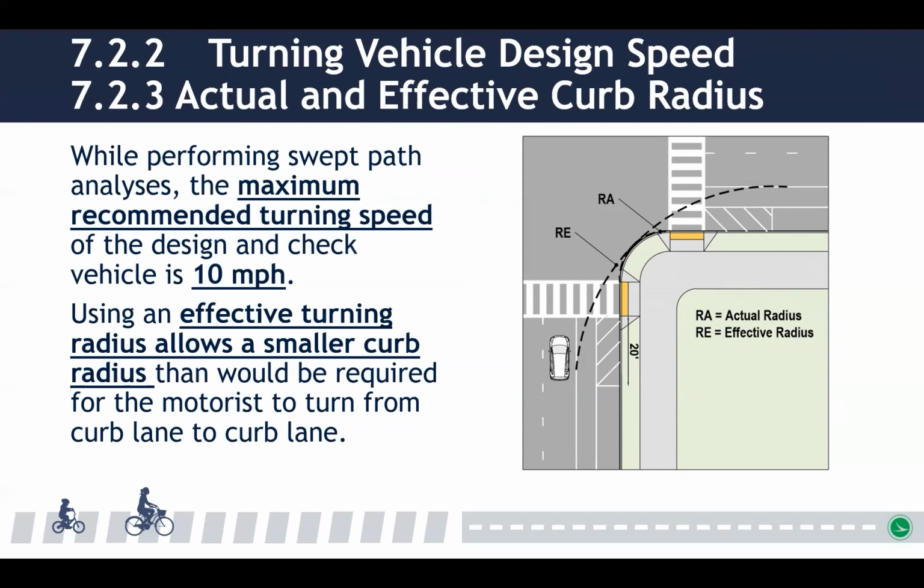These turning speeds should be controlled to a maximum of 10 miles per hour. The smallest feasible actual curb radius should be selected for corner designs based upon the design vehicle's effective turning radius.